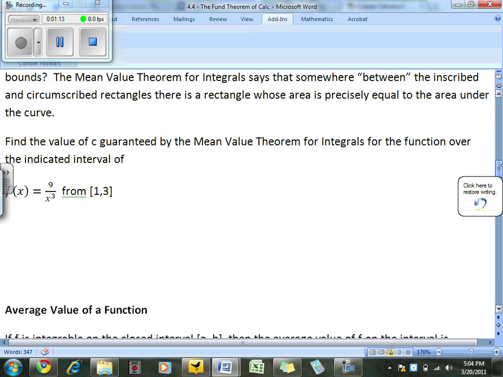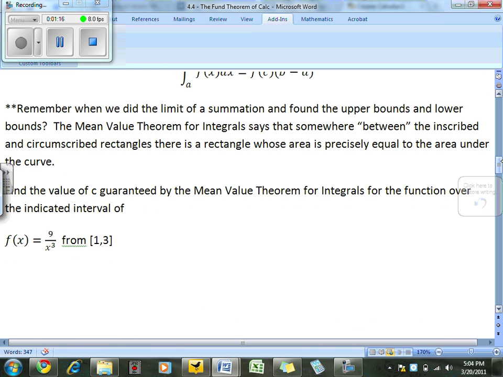It says find the value of c guaranteed by the mean value theorem for the integral of the function over the indicated interval. So we have f of x equal to 9 all over x cubed, and we're going to go from the interval from 1 to 3. So we're going to use the mean value theorem.